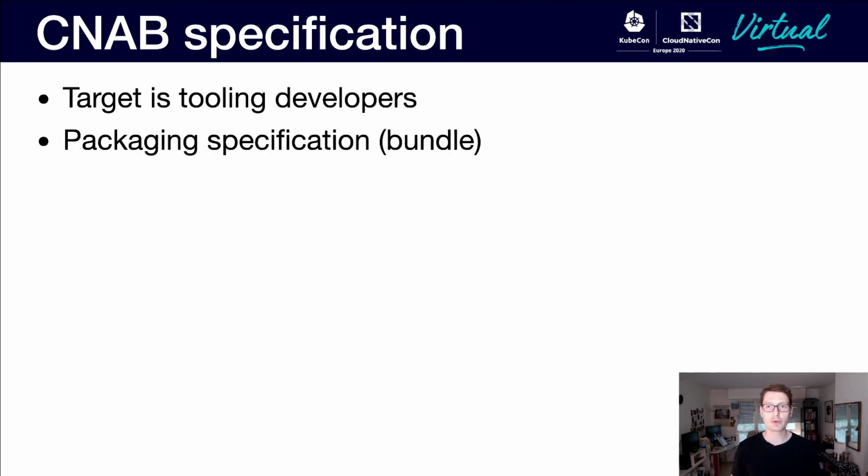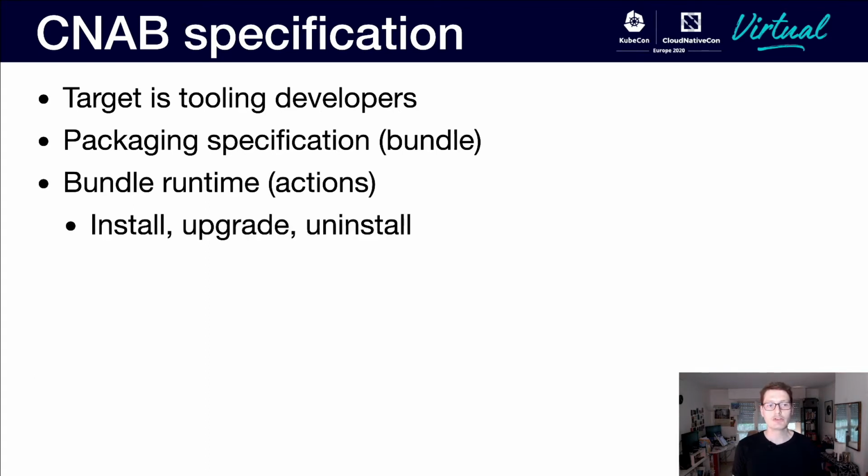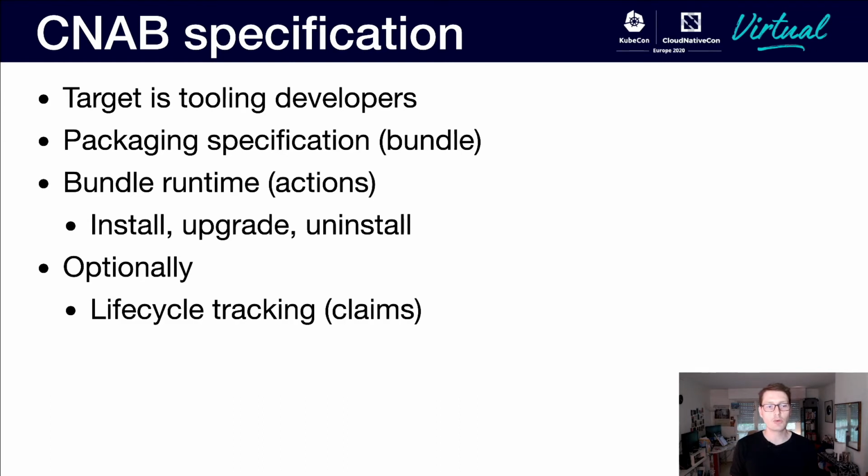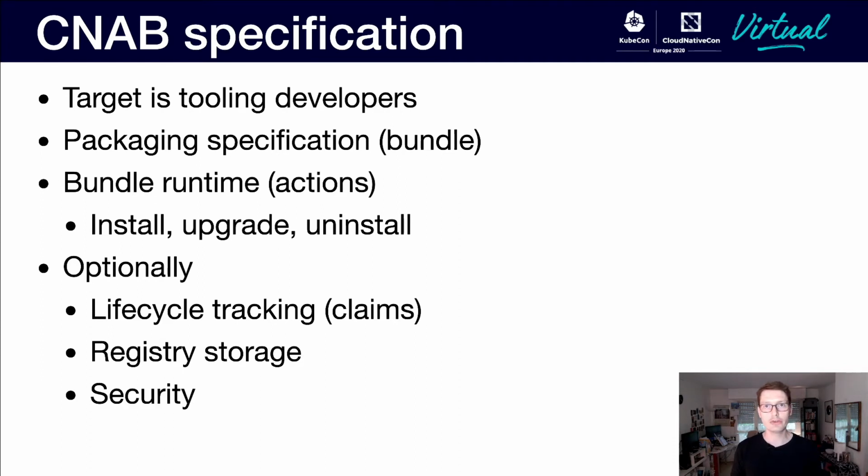The specification is broken up into multiple pieces. The first part is the packaging specification, or what we call the bundle. The next part is the bundle runtime, and we refer to the actions that you do with the bundle runtime. We have an install, upgrade, and uninstall. So this is basically the life cycle of your application. We then optionally have a bunch of other pieces of the specification. So one piece is lifecycle tracking, which we call claims. We then have registry storage and security, as well as dependencies.